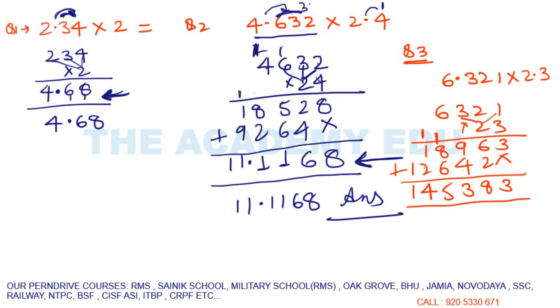Now, where do we write the decimal? So, see, in this number there are 3 digits after the decimal, and here there is a 1, and this one 3. So, 3 plus 1, 4. So from this side we count 1, 2, 3, 4. So I write the point here. So 14.5383 is my answer. Got it?